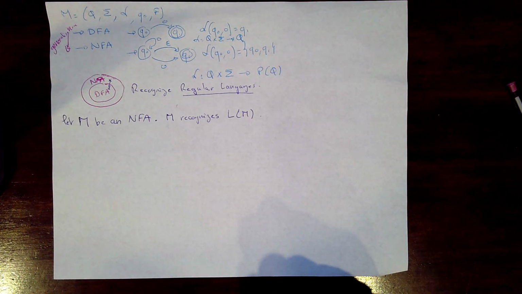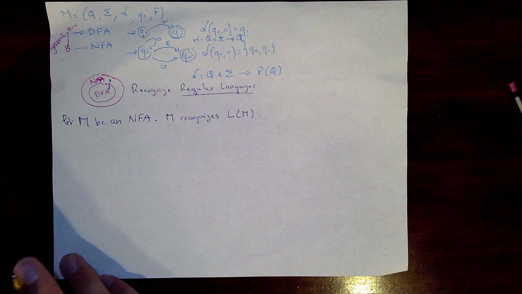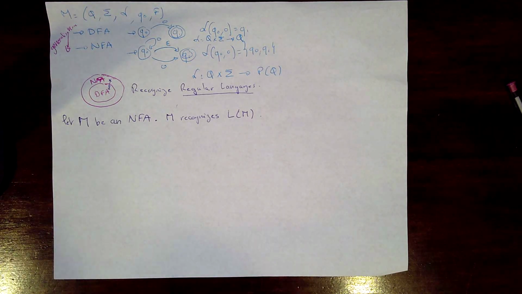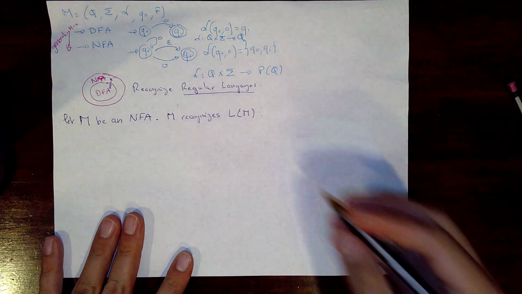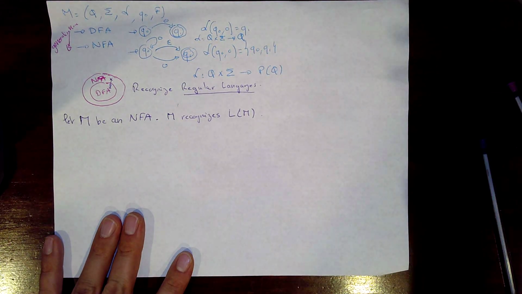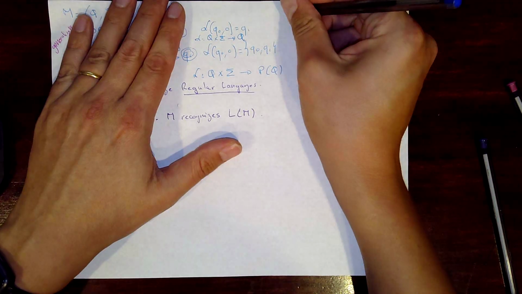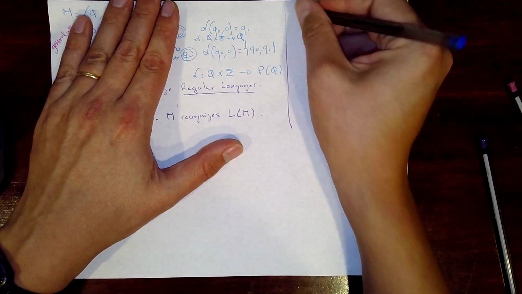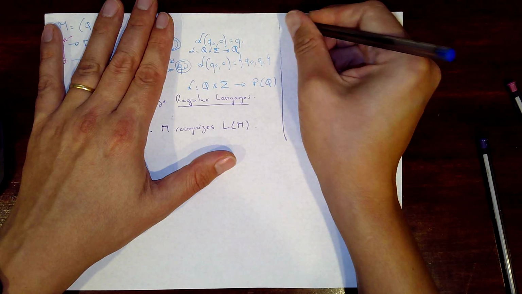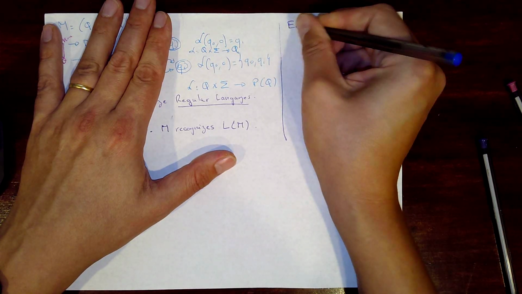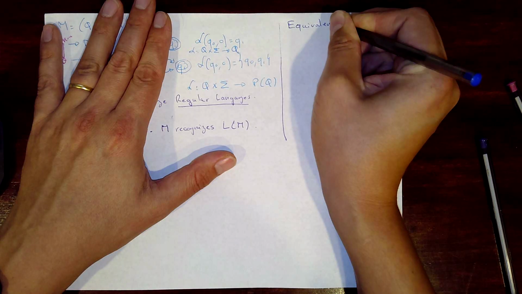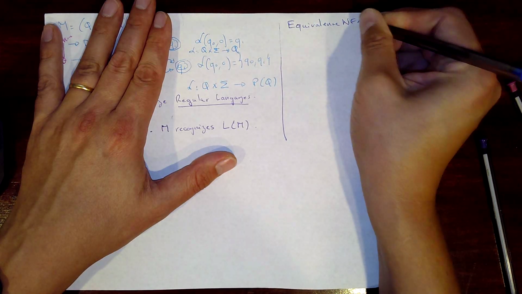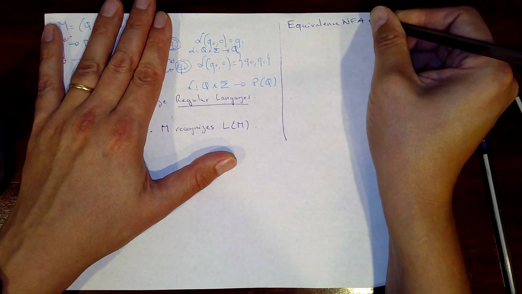The proof is very interesting, and I suggest you look at it on page 55. I'm not going to go through it right now, but I'm going to try to give you a little bit of the gist of it. Equivalence of NFA and DFA.